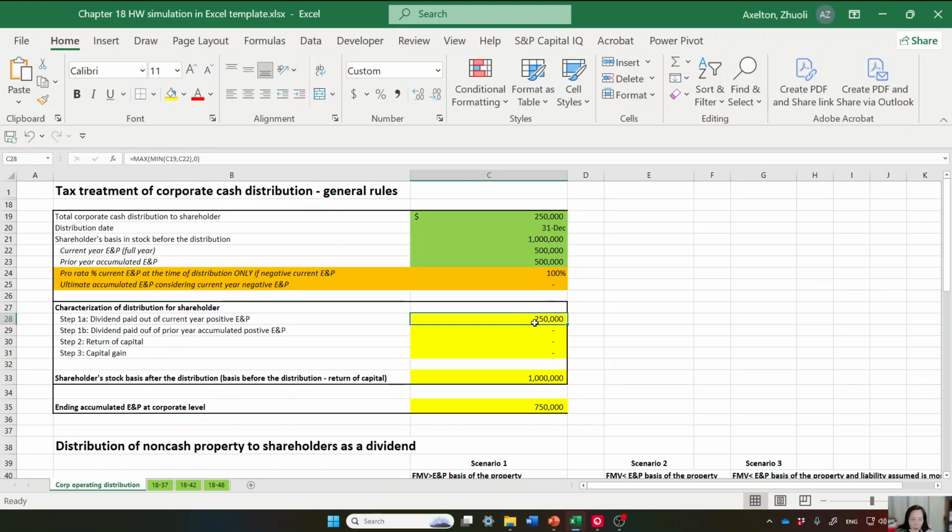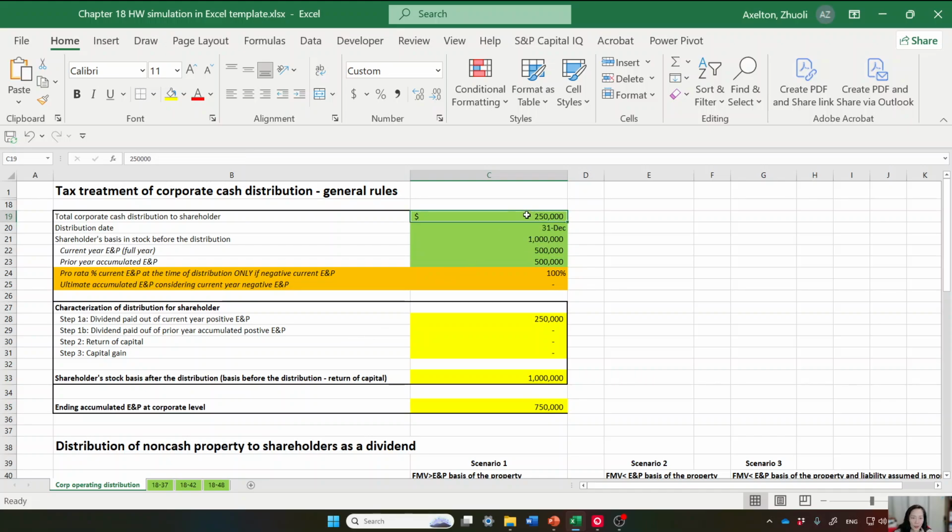After the first step allocation, of course, there's nothing left, because the 250,000 represents the full amount of the distribution. So you do not have to go through step 1B or 2 or 3, right? Nothing needs to be done down below. You have not even gotten to the stock basis step, therefore the stock basis will be the same. And the distribution will reduce the E&P pool, because the dividend is treated as paid out of current year E&P, kind of like a regular dividend payment that reduces the retained earnings.